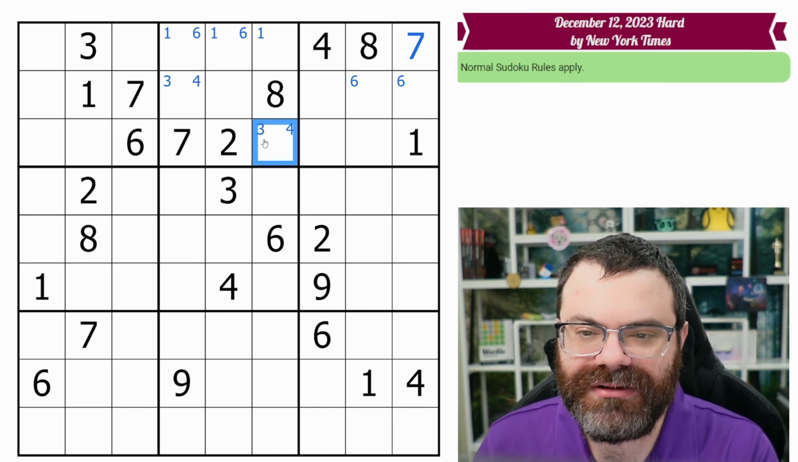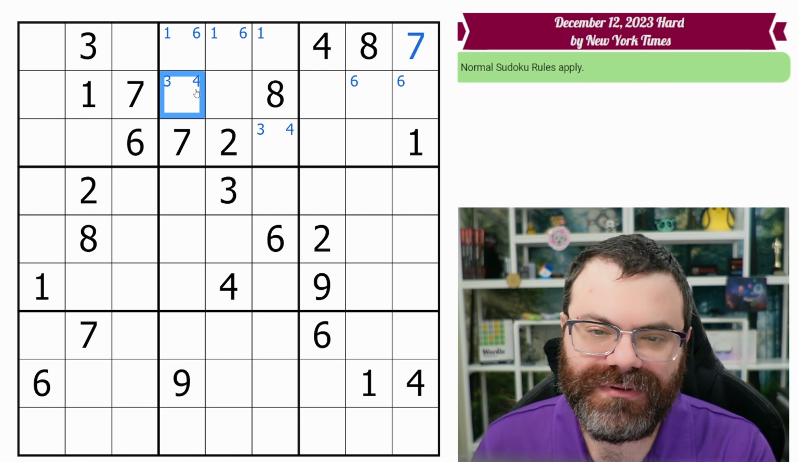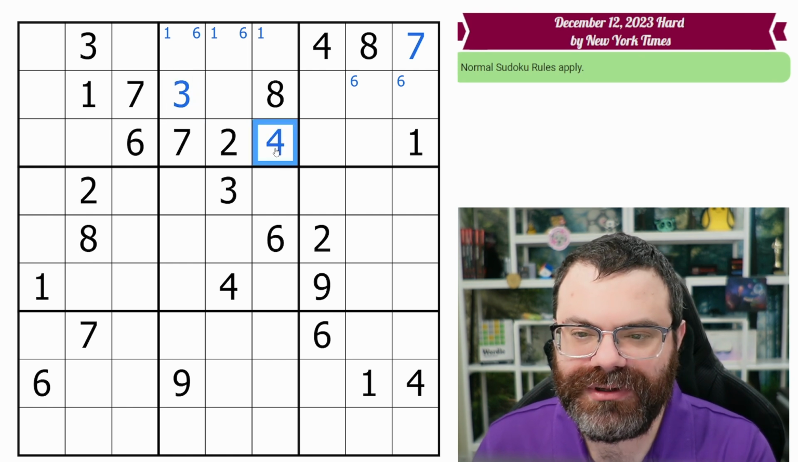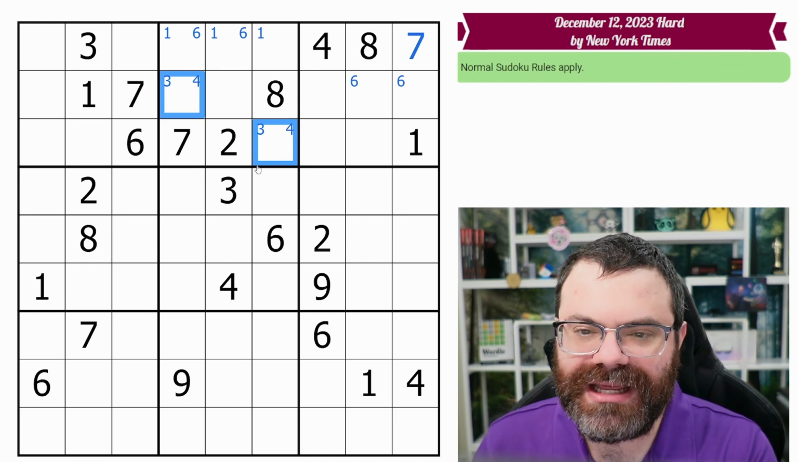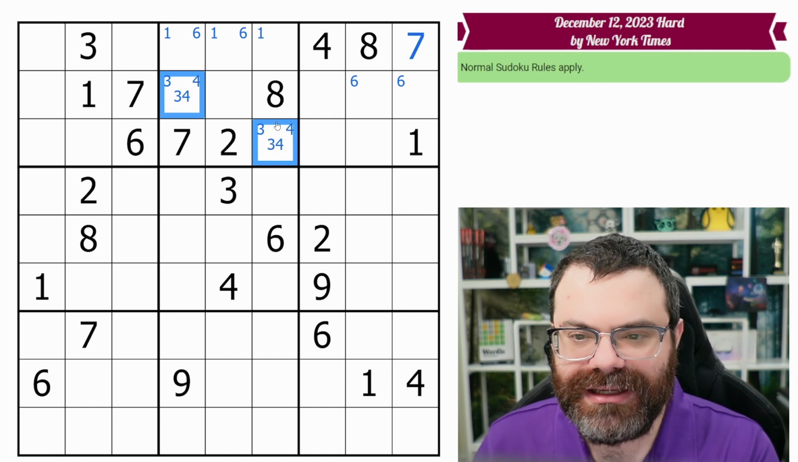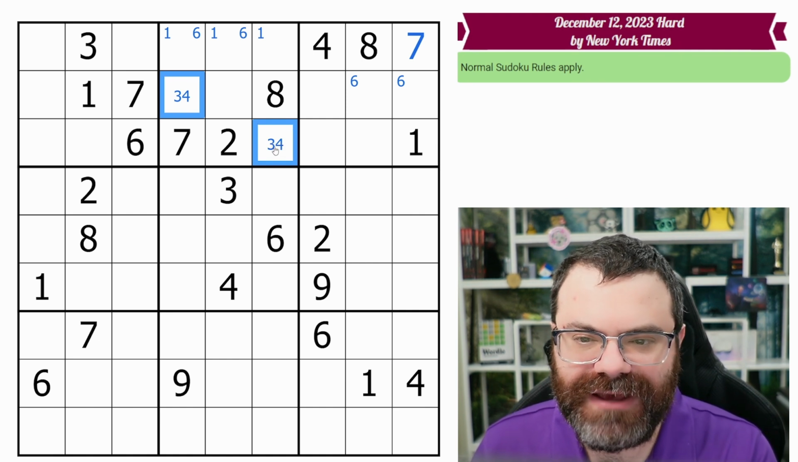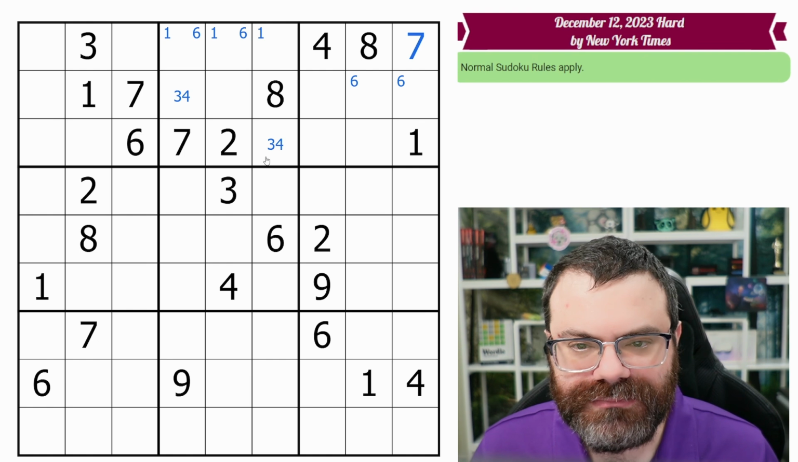So, if I put a 3 here, the 4 ends up here. If I put a 3 here, the 4 ends up here, right? So if I put a 3 here, this has to be 4. If I put a 3 here, this has to be 4. And those are the only two options. So this will always end up as a 3 or 4 in both cells and nothing else. It kind of crowds out anything else those cells could have been. That's called a hidden pair.